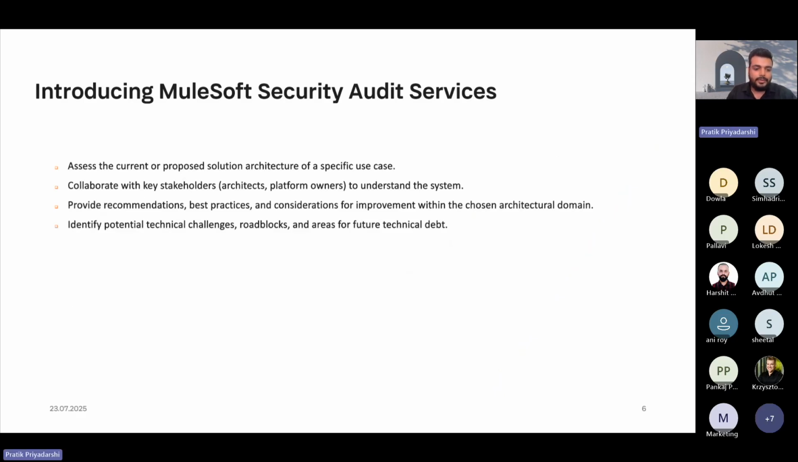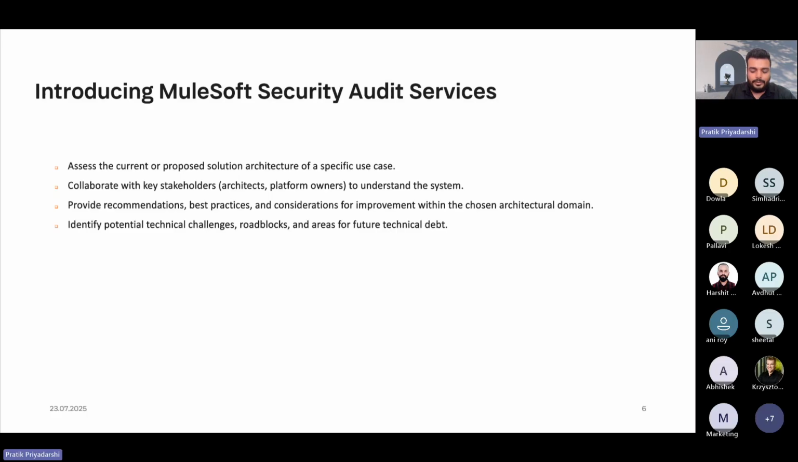Okay, now let me introduce you to the MuleSoft security audit service. As I said, the MuleSoft security audit service is not just about having a list ready and ticking checkboxes. The security audit service is mostly about unlocking confidence. So what we offer here is not just a technical review. Obviously, it's a technical review, but not just a technical review.